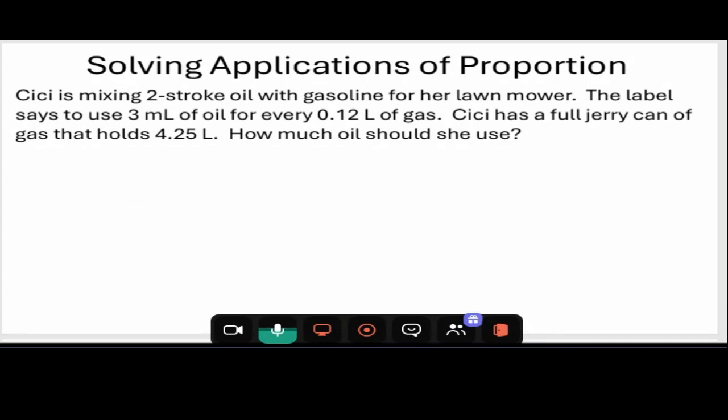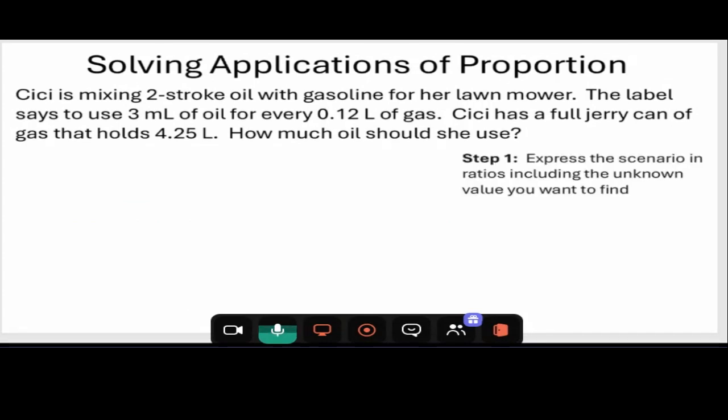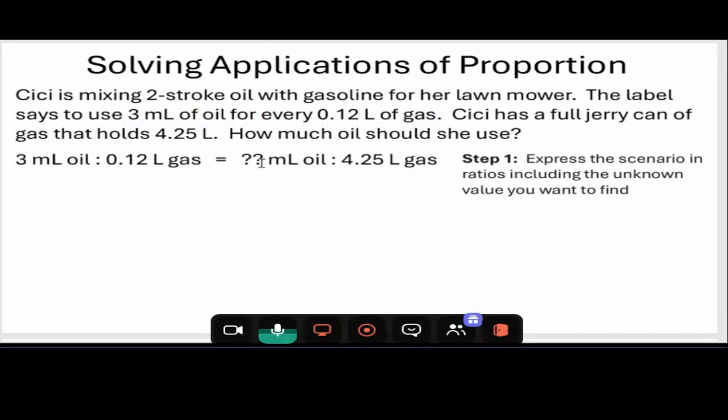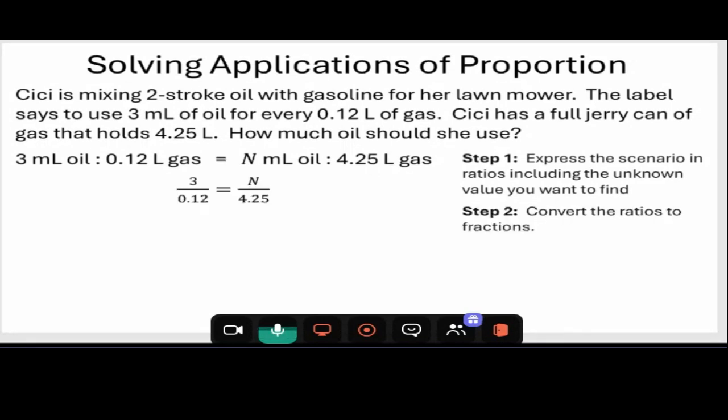Okay, so let's take a look. We want to express the scenario in ratios. So we have our full pair that 3 milliliters of oil goes with 0.12 liters of gas, like so. And then that is equal to how much oil goes with 4.25 liters of gas, which is what we want to know. So again, you'll always have a complete pair of numbers that go together, and then the other pair with one number and the thing you're trying to find, which you want to use a variable for. Step 2, easy, turn it into fractions like so.